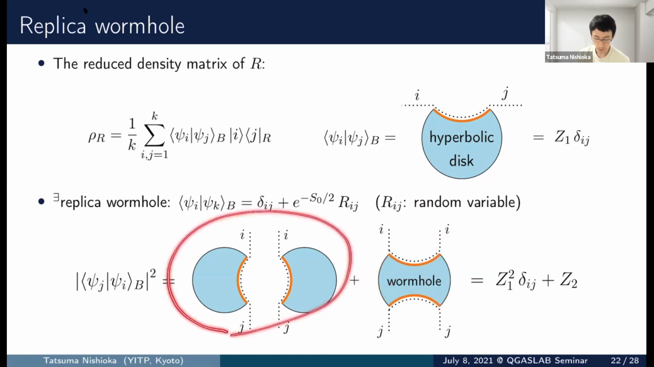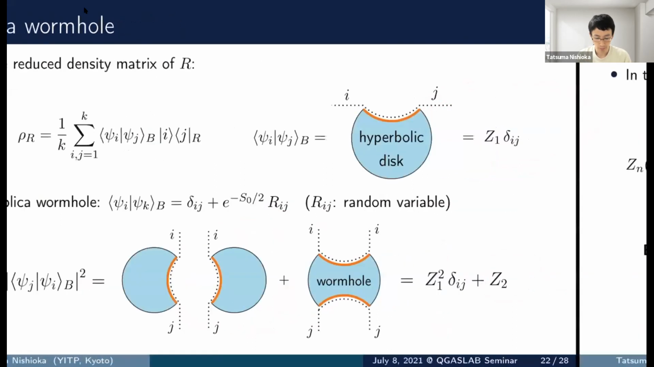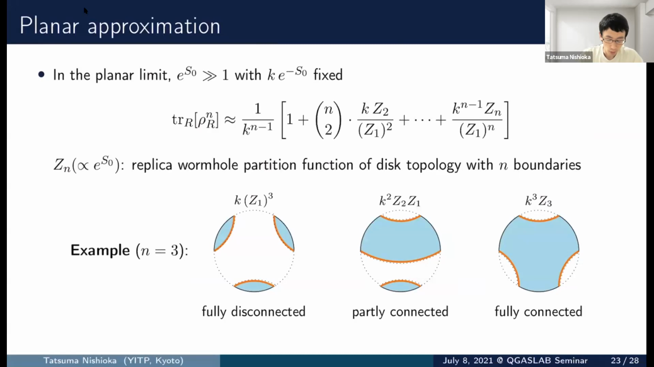So the first one gives you Z1 squared, because you have two copies of this guy. But the second one describes the wormhole solution, and we call it Z2 because it has two asymptotic boundaries connected to each other. And you can play the same game for calculating, say, the trace of the n-th power of rho_R. Okay, so you can play the same game for, say, the n equals 3 case. So now we have three asymptotic boundaries.